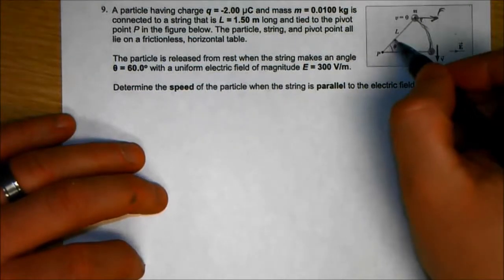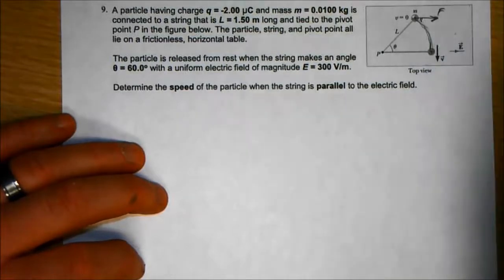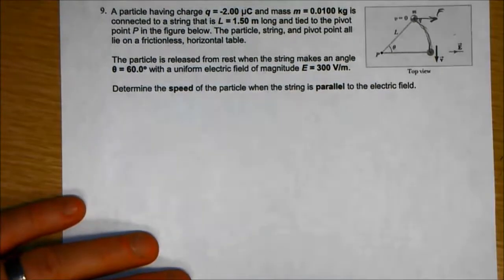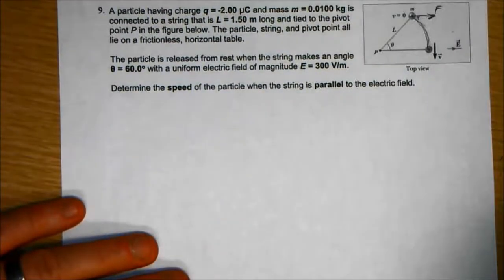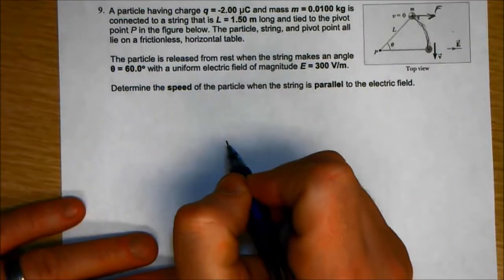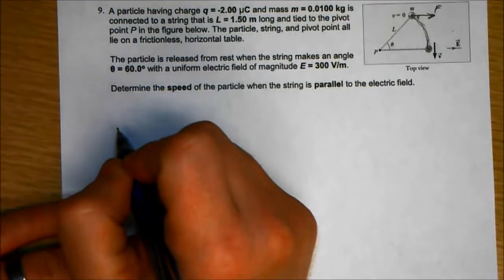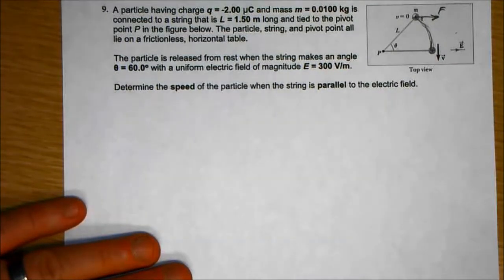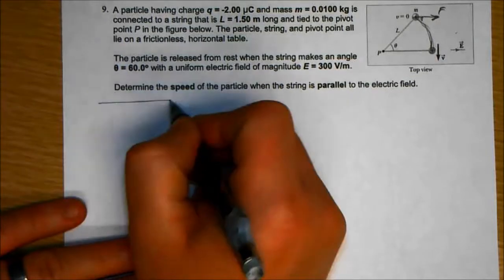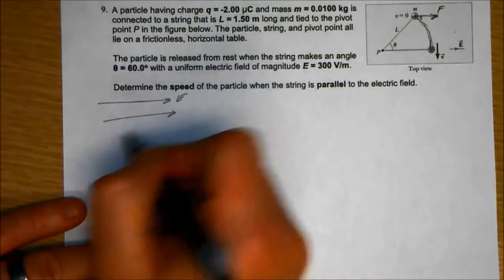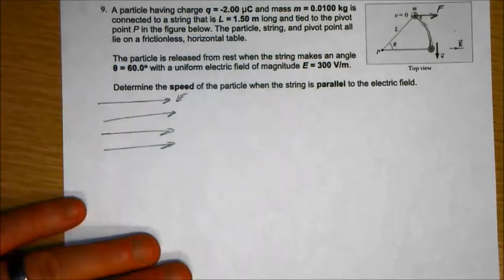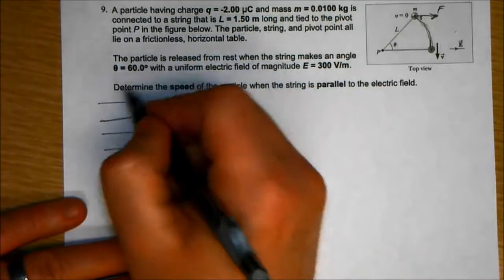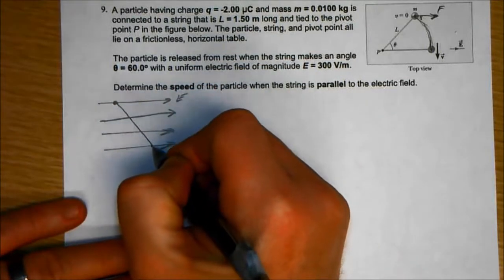How much work does the string do? Well, it does 0, because remember, the centripetal force will always do 0 work, because the force is perpendicular to the displacement. So, how do we go about this? Well, the easiest way to think about it is this is the exact same problem as if I'm given some electric field. We worked several problems like this in class. Let's say you've got some uniform electric field pointing to the right, and you want to go from this position to that position.